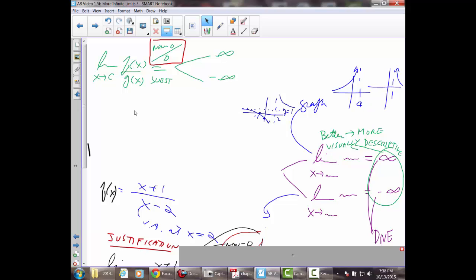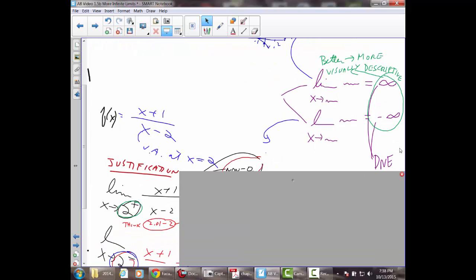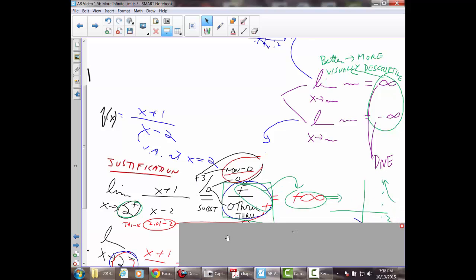Okay, so, again, if you have a limit of a fraction and substitution yields non-zero over 0, you're going to get either infinity or negative infinity, okay? Again, I prefer not to have an answer of does not exist. These are much more descriptive answers, okay?